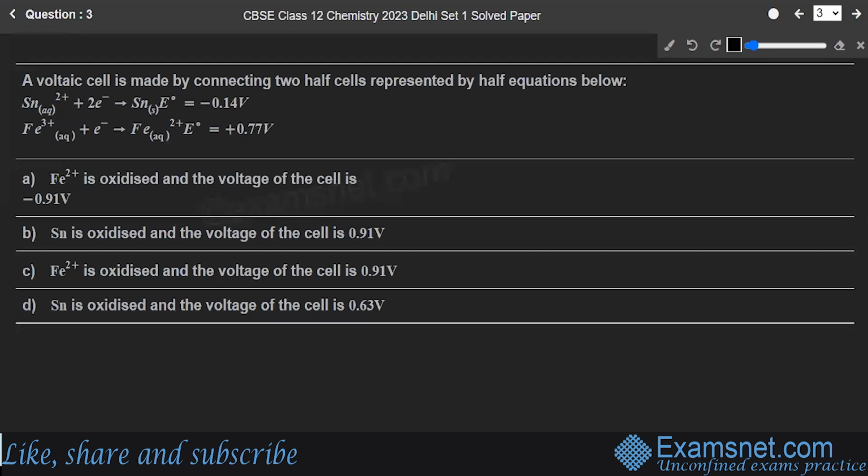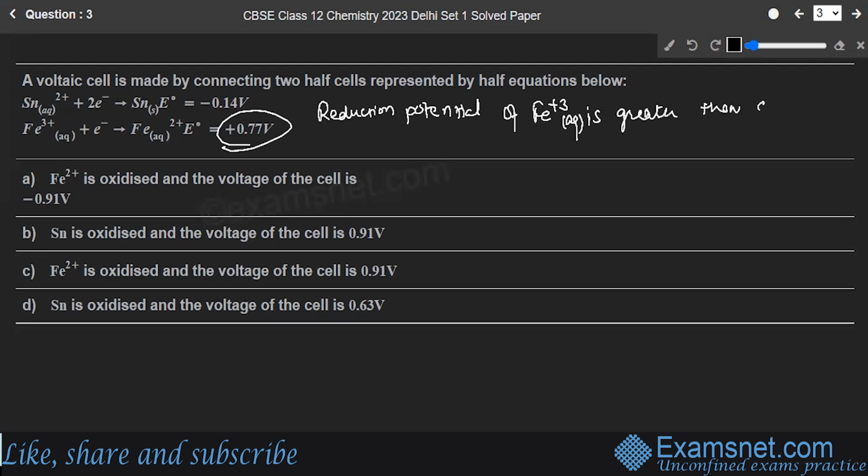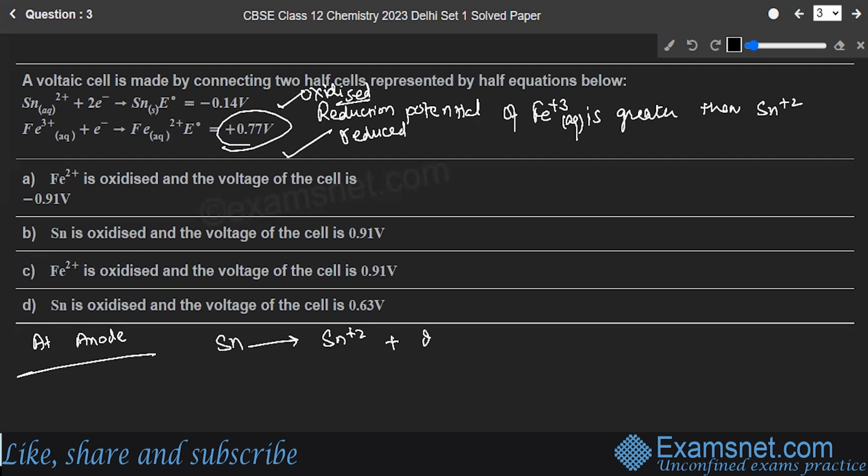So over here, you can see the reduction potential of the ferric ion, Fe3+, in the aqueous form, is greater than that of Sn2+. Therefore, this will be reduced and this one will be oxidized. Now, what will happen at the anode? Let's see. Here you have tin. Tin will lose 2 electrons to give you Sn2+. Here, the voltage will be given by minus 0.14 volt.